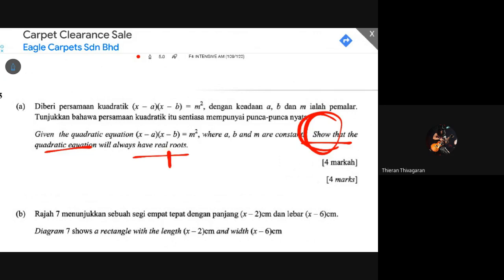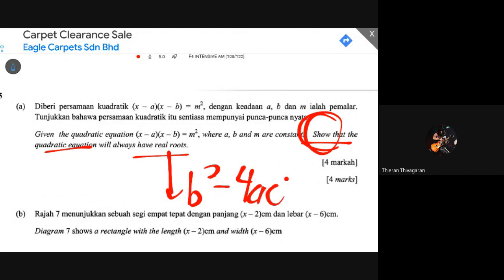Okay, real root means what, guys? Apa info kamu boleh keluar kat sini? Punca nyata. Maksud dia, apa yang kamu boleh tulis? No, Andy, not equal. Yes, more than 0, correct.